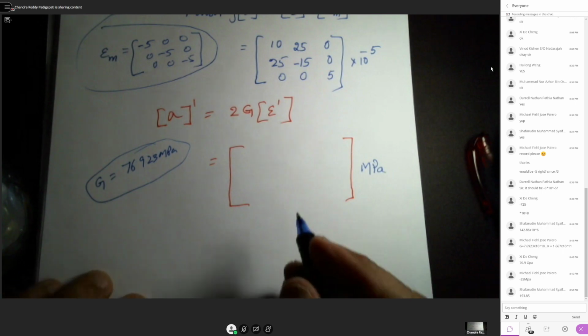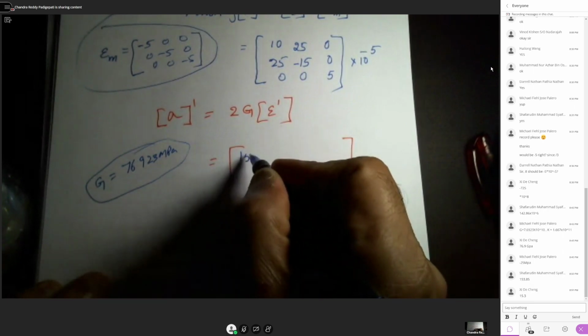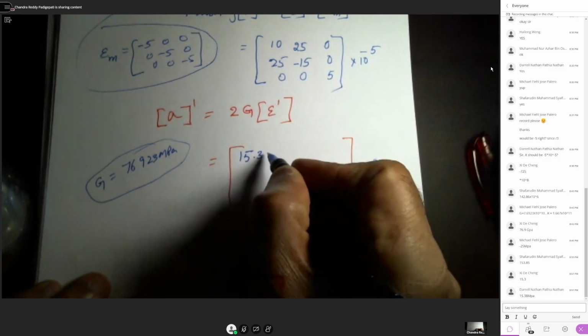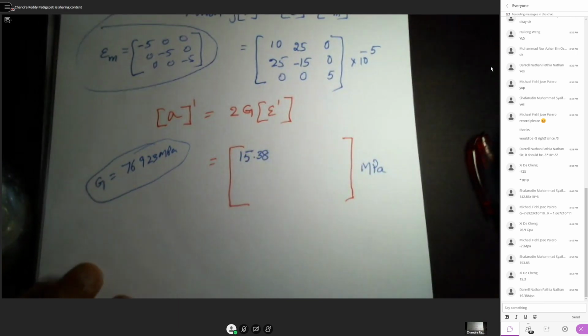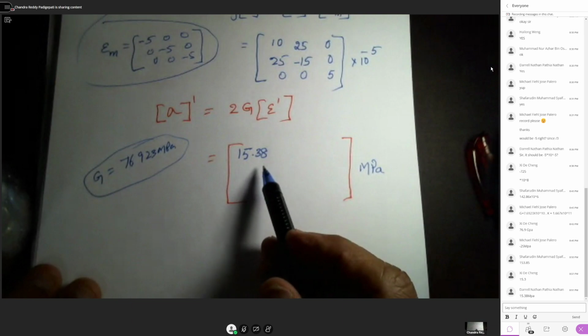153.85, but I think the values are correct. But when you write in megapascals, it will be 15.38. That's correct, Daryl. So I think CD Cheng is also giving, all of you are giving the same values. So I can write this as 15.38.